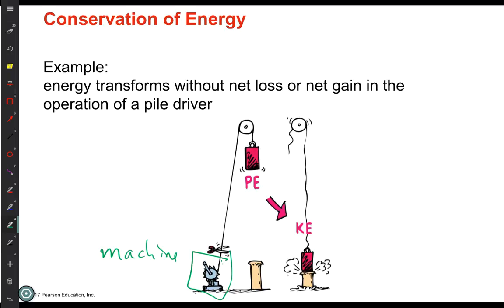Then when you cut the string, what happened to that potential energy? Brittany, I know you said this earlier. When you cut the string, what happens to the potential energy of that mass? It turns into kinetic. And when it's all turned to kinetic energy and it hits the post, what does it do? It transfers as it does work on the post, putting a force on the post, and it moves a certain distance into the ground.